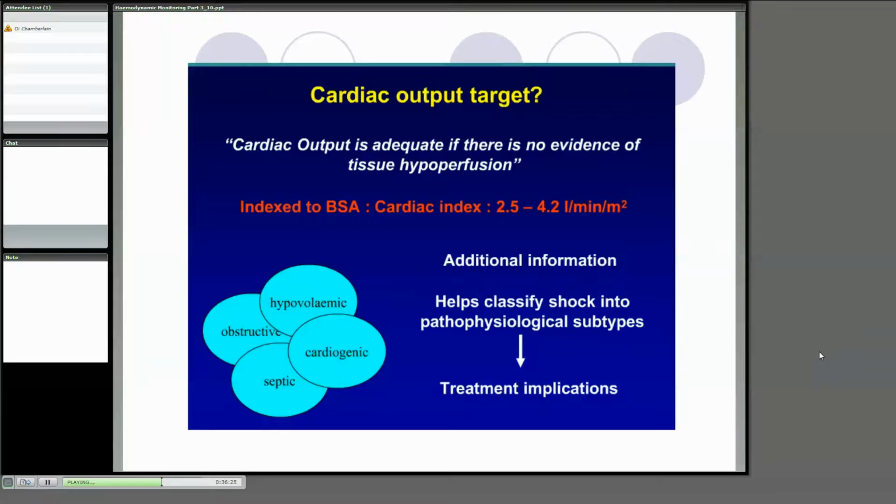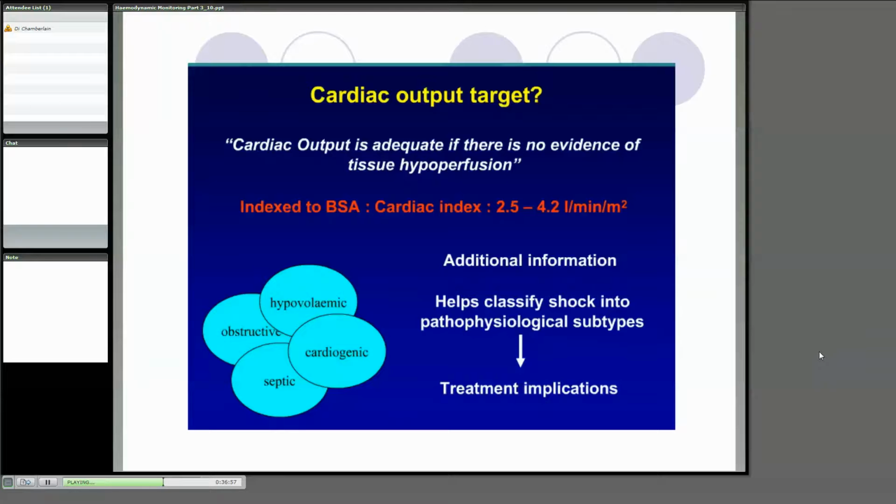All right, so we can measure cardiac output, and we have normal values of cardiac output. But how do we put that into the clinical context of the patient? Because sometimes their cardiac output has to be quite high for them to compensate, and sometimes it's quite low, and sometimes it's normal. So again, how do we work out what's normal for the patient? We have it indexed to their BSA, so their height and weight. So the cardiac index is 2.5 to 4.2.